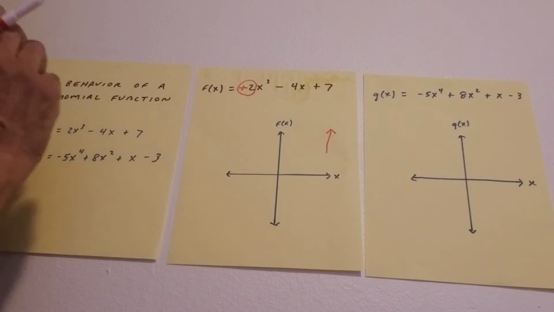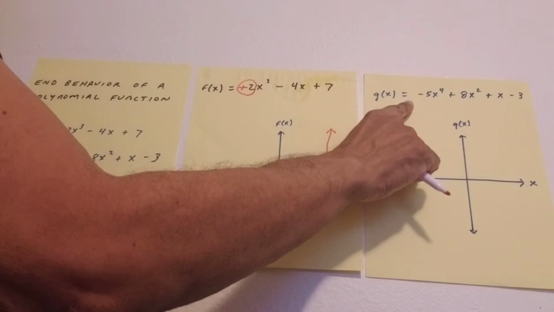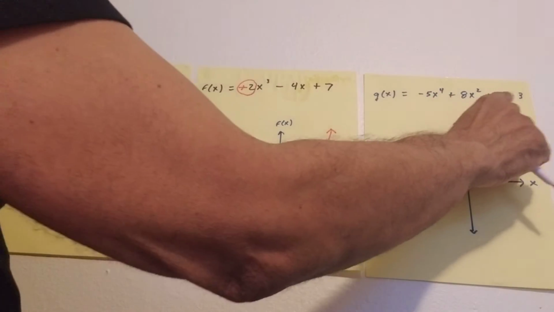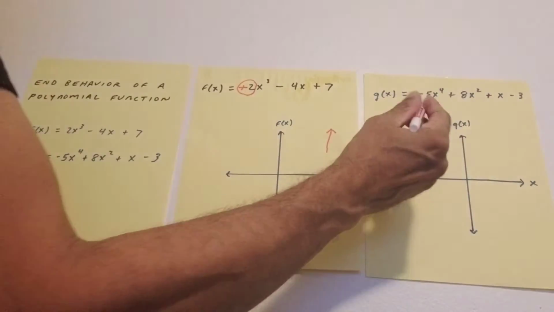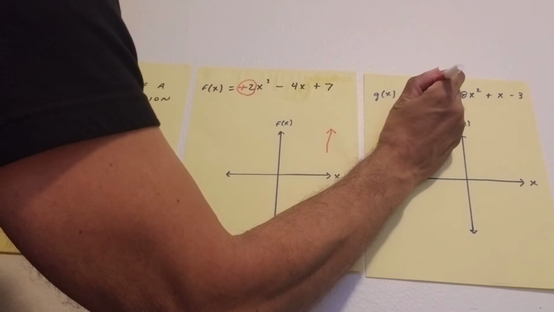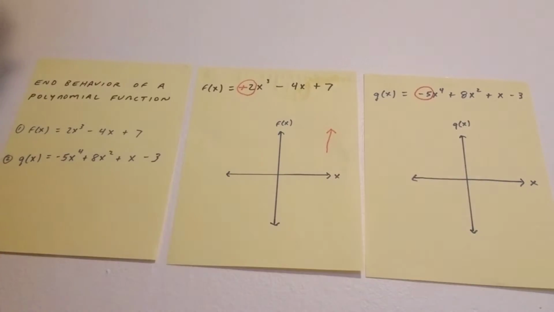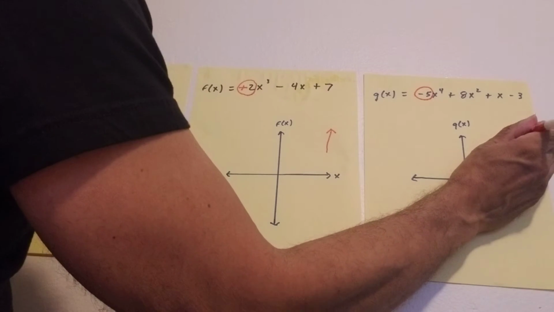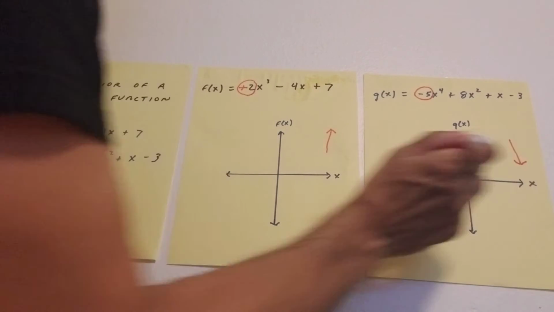Let's look at the second function. g of x equals negative 5x to the fourth plus 8x squared plus x minus 3. The leading coefficient is negative 5. When the leading coefficient is negative, the right end of the function will go down.